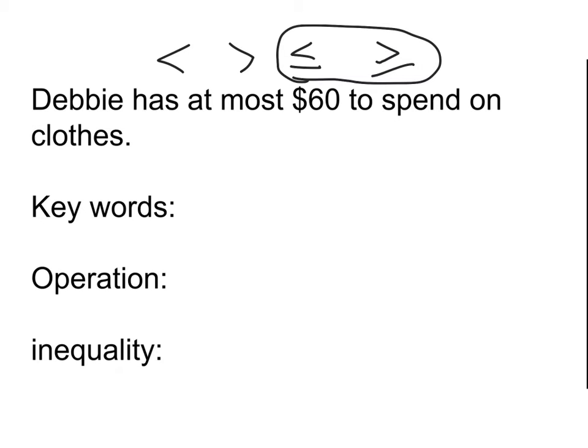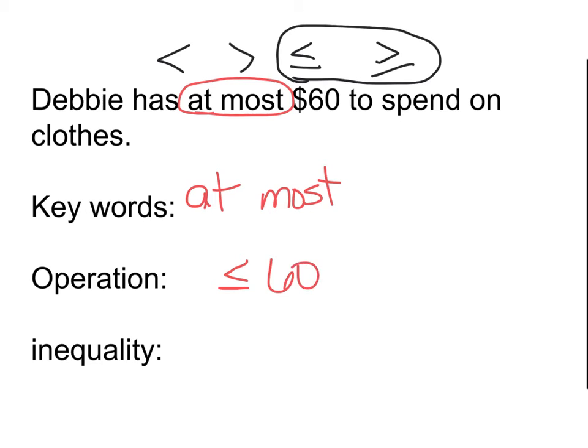Now, Debbie has at most $60 to spend on her clothes. So here, "at most" is your keyword. That means she could only have $60 or less. So the operation is not an operation, it's actually less than or equal to. And we're going to make sure that it's less than or equal to $60. So my inequality would be x is less than or equal to $60.